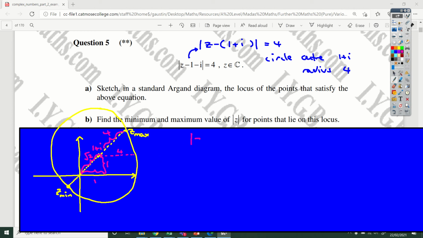So the absolute value of z minimum will be the distance here to the origin, but that's going to be the radius minus this root 2. And the maximum will be root 2 plus 4, because I've done this length here to get to the center point and then another radius. Okay, great. That's number 1, the first one done.